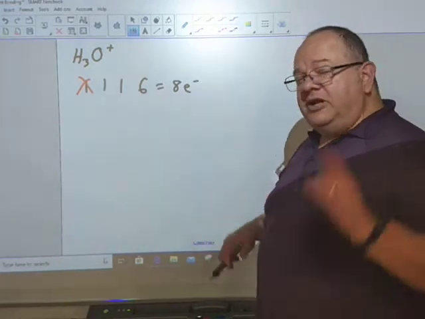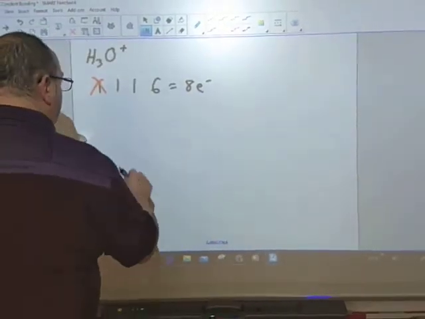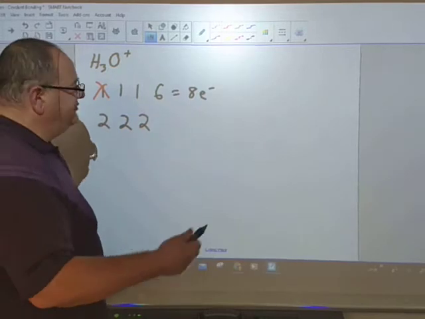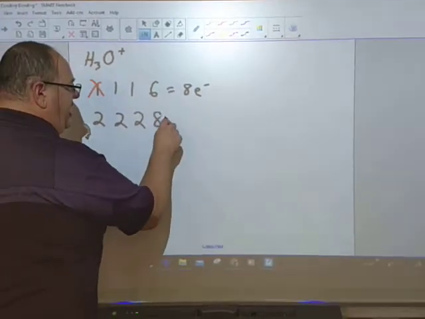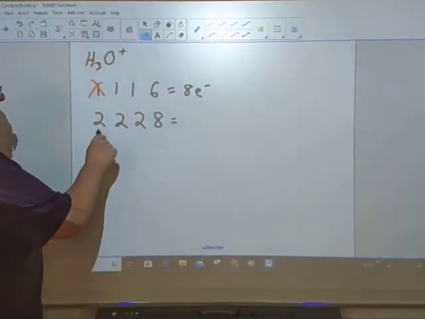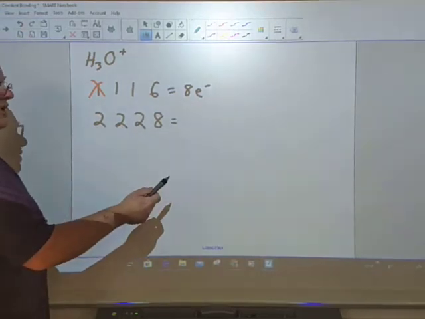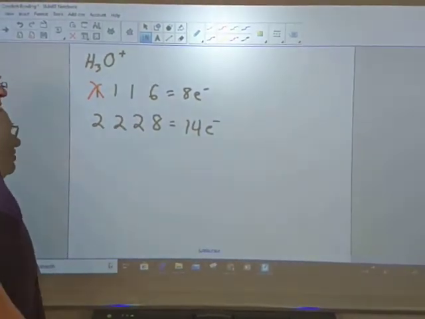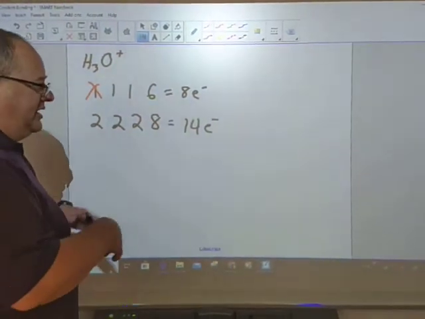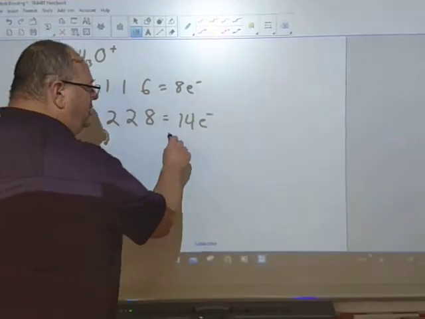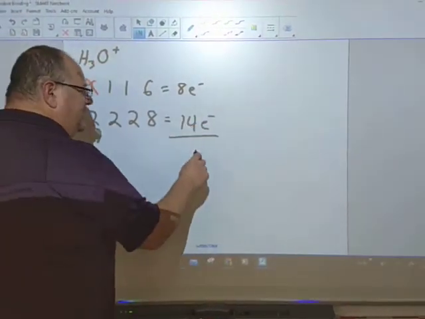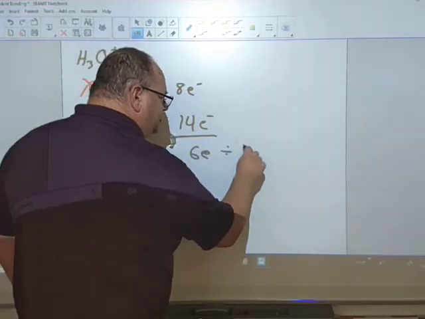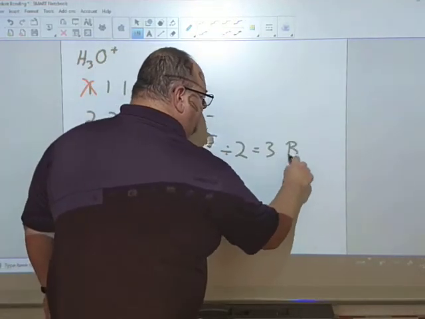Okay? How many do they want? Well, each hydrogen would like to have 2, because 2 fills up its valence energy level. And oxygen would like to have 8. So 2, 4, 6, plus 8 is 14. So we have 8 electrons. We'd like 14 to fill everything up. We subtract these 2. 14 minus 8 is 6 electrons. Divide that by 2 is 3 bonds.